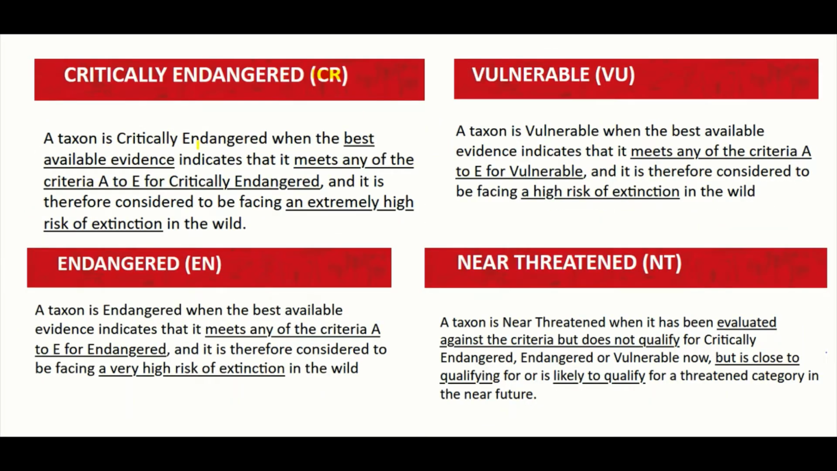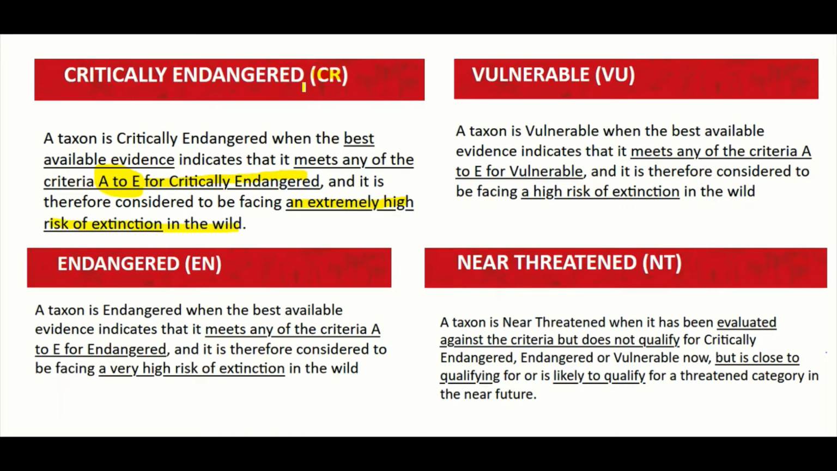A taxon is critically endangered when the best available evidence indicates that it meets any of the A to E criteria for critically endangered. We are going to be looking at the criteria A to E, and it is therefore considered to be facing an extremely high risk of extinction in the wild.